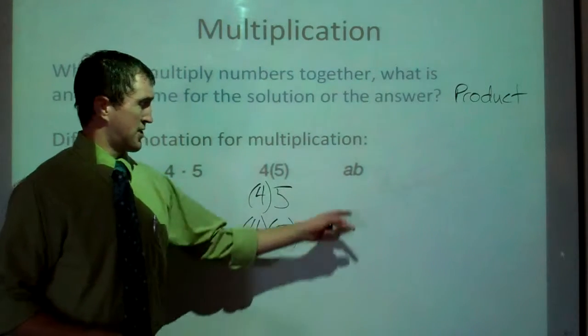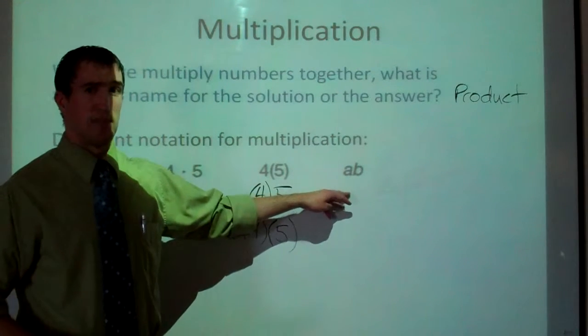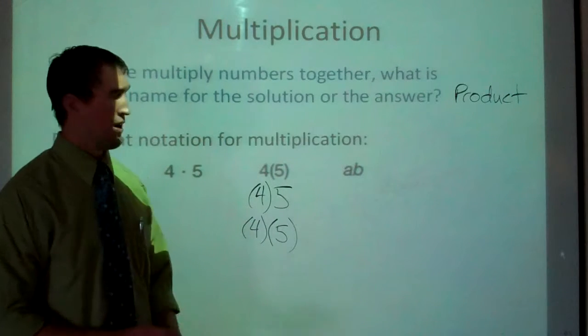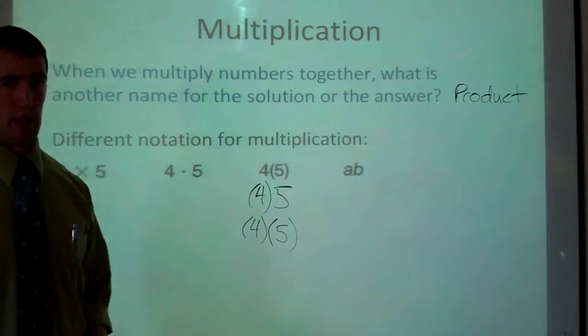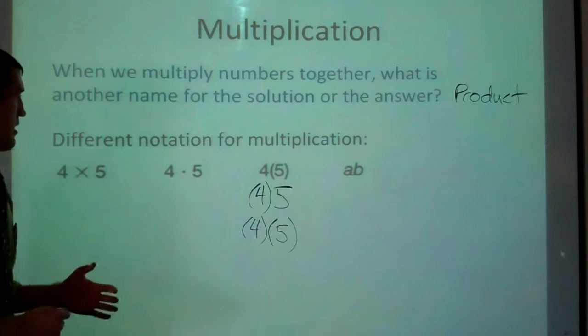Now, let's say we have two variables, such as a and b, just sitting right next to each other. This right here means a times b. So that was one thing that we needed to point out.